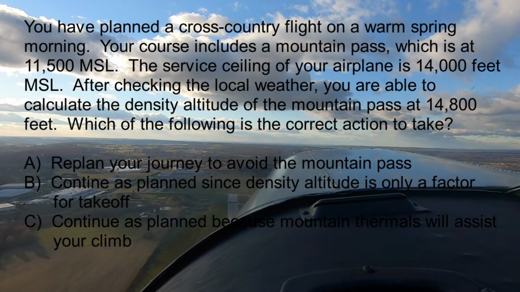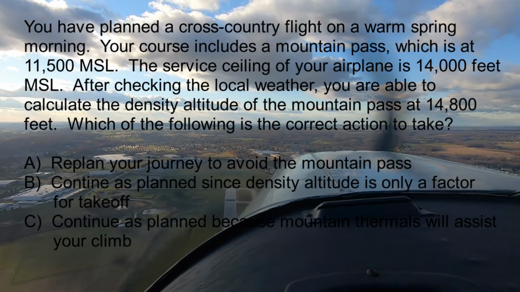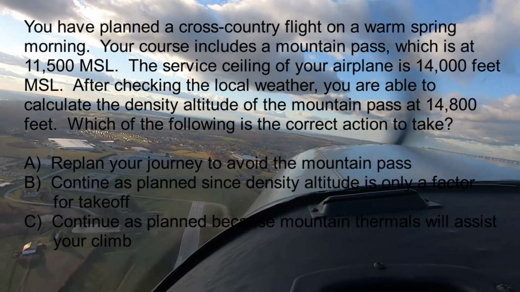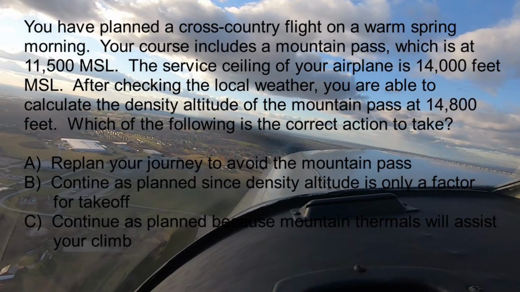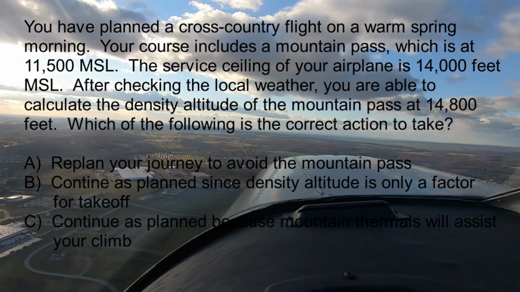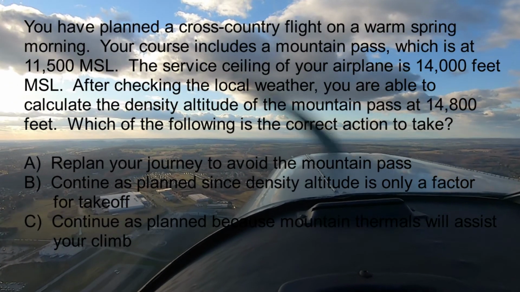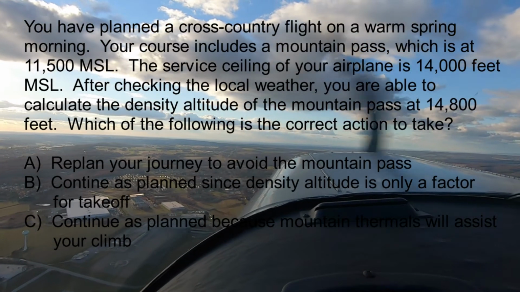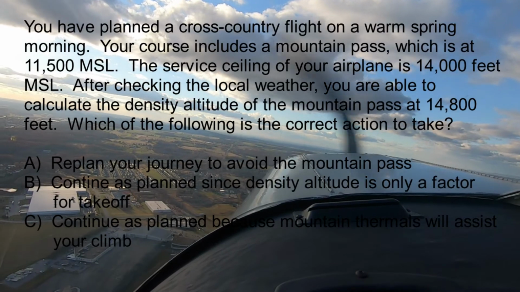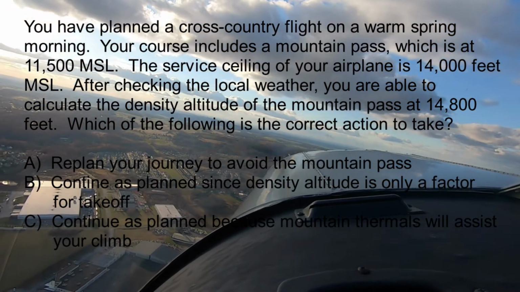Okay, question 3, and this is the last question for today. So you have planned a cross-country flight on a warm spring morning. Your course includes a mountain pass, which is 11,500 feet MSL. The service ceiling of your airplane is 14,000 feet MSL. After checking the local weather, you are able to calculate the density altitude of the mountain pass at 14,800 feet MSL. So which of the following is the correct action to take?